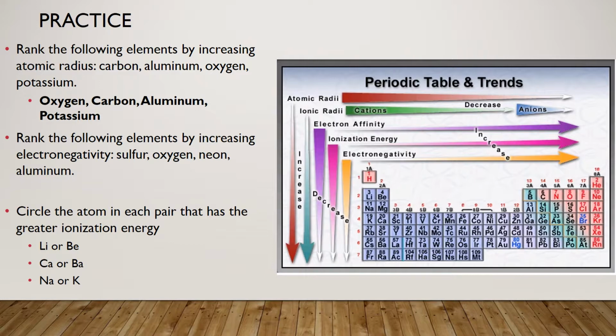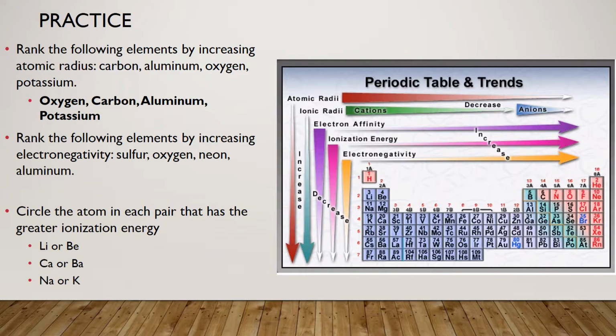Okay, next we have electronegativity. So we want to go by increasing electronegativity, so we want to start with the lowest electronegativity. And so we have sulfur, oxygen, neon, and aluminum. Okay, so for the lowest electronegativity, what's the trend for electronegativity?